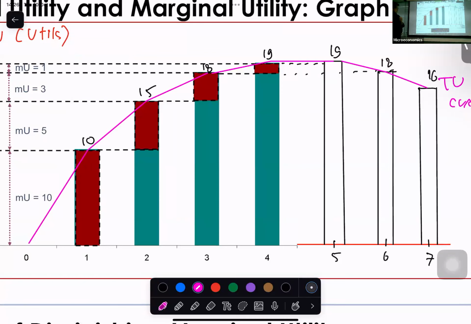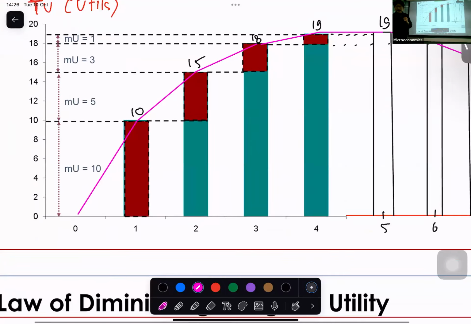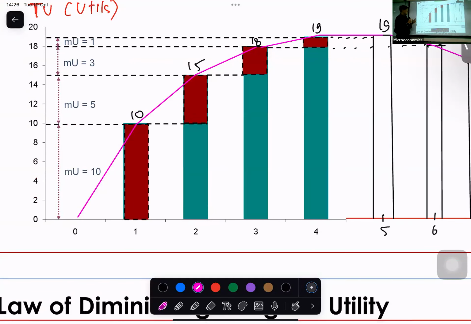Why do they make it red and green here? Oh, the red one is the add-up utility. Look at the first red here. That means when this guy starts from 0 to 1, the add-up utility is 10. MU from the first bottle is 10. When he keeps drinking more, we check TU. Oh, TU gets higher by 5. So this rate, yeah, MU equals 5.